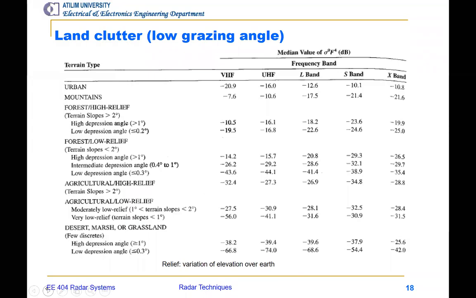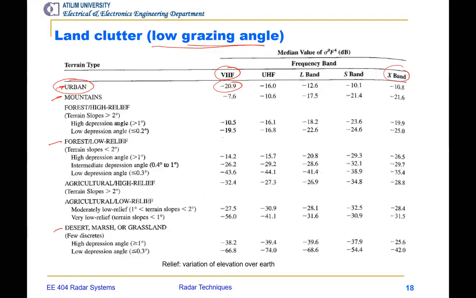Here is a table showing land clutter for low grazing angle. All are measured values, and from urban to mountains region, or desert or grassland, agricultural or forest, you see, all are listed here. From VHF until X-band, we see a variation of 10 dB from VHF to X-band when it is urban. Urban means the city centers, or around city centers.